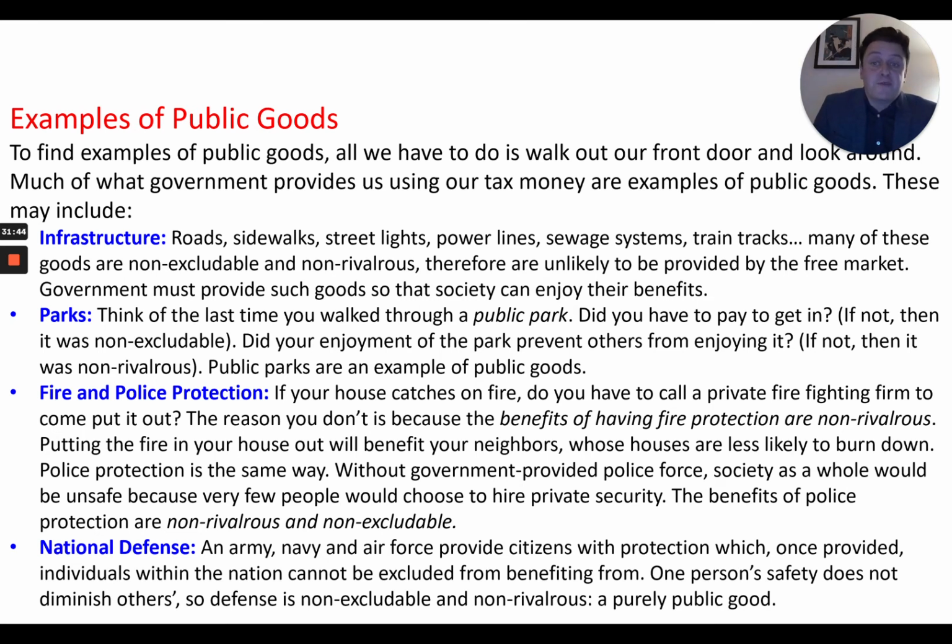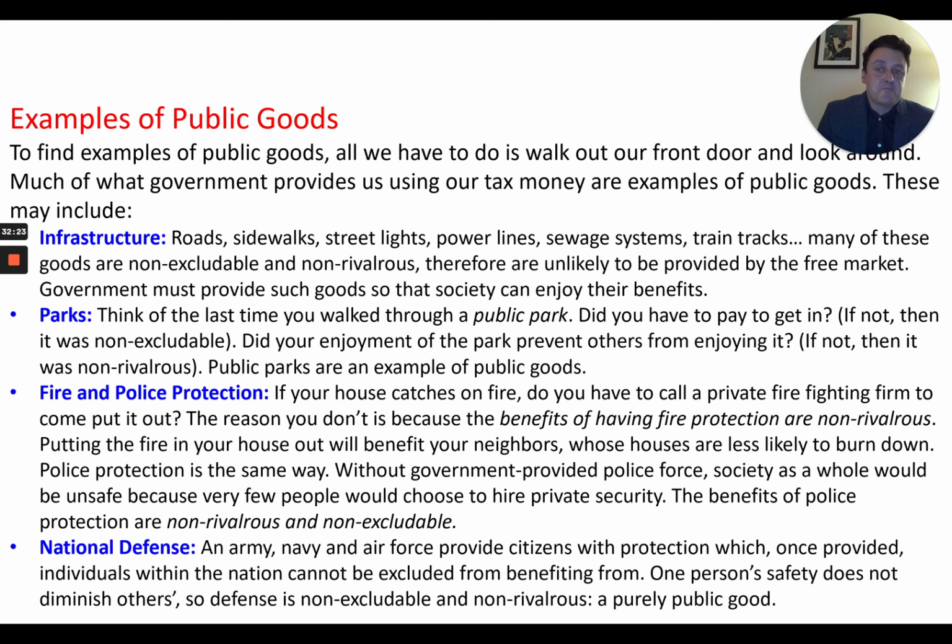All we have to do really to find public goods is to open your front door. They're everywhere. It's one of these things that is so commonplace that we often don't even notice or consider that they are provided or have been provided in the past by the government. So infrastructure: roads, sidewalks, streetlights, power lines, sewage systems, train tracks, all of these are non-excludable and non-rivalrous. They can't be, quite simply. Therefore, they are unlikely to be provided by the free market. The government must provide these goods so that society can enjoy the benefits.